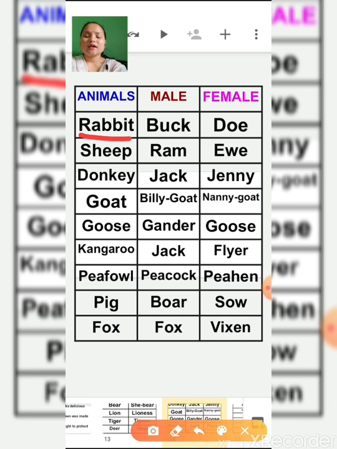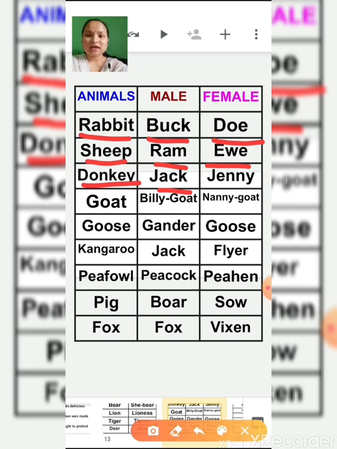Now let's see some male and female, both genders of animals. So rabbit. Male rabbit is known as buck. B-U-C-K, buck. Female rabbit is known as doe. D-O-E, doe. Sheep. Male sheep is known as ram. R-A-M, ram. And female sheep is known as ewe. E-W-E, ewe. Donkey. Male donkey is known as jack. J-A-C-K, jack. Female donkey is known as Jenny. J-E-N-N-Y, Jenny. Goat. Male goat is known as billy goat. B-I-L-L-Y-G-O-A-T, billy goat. And female goat is known as nanny goat.